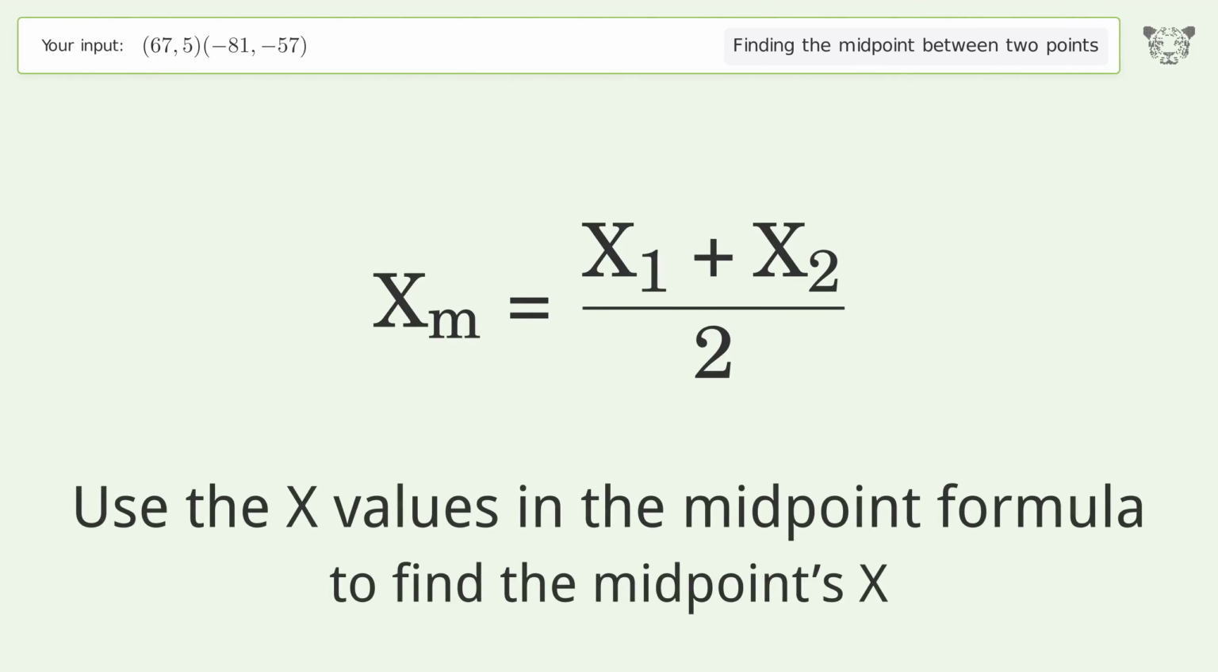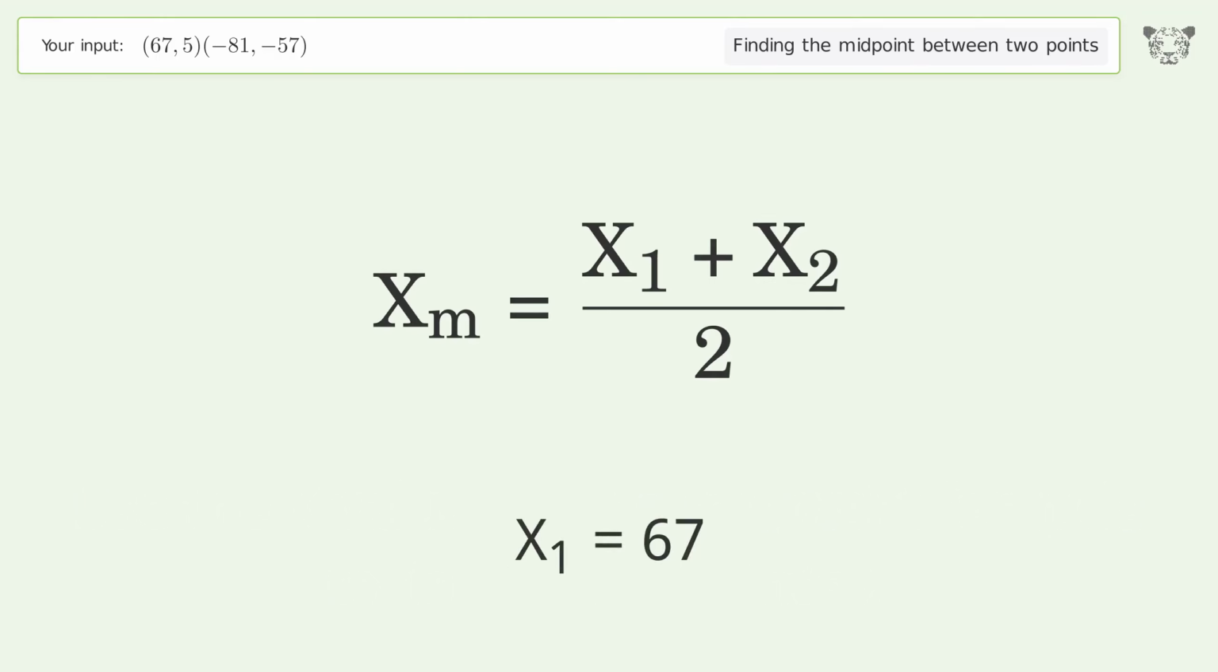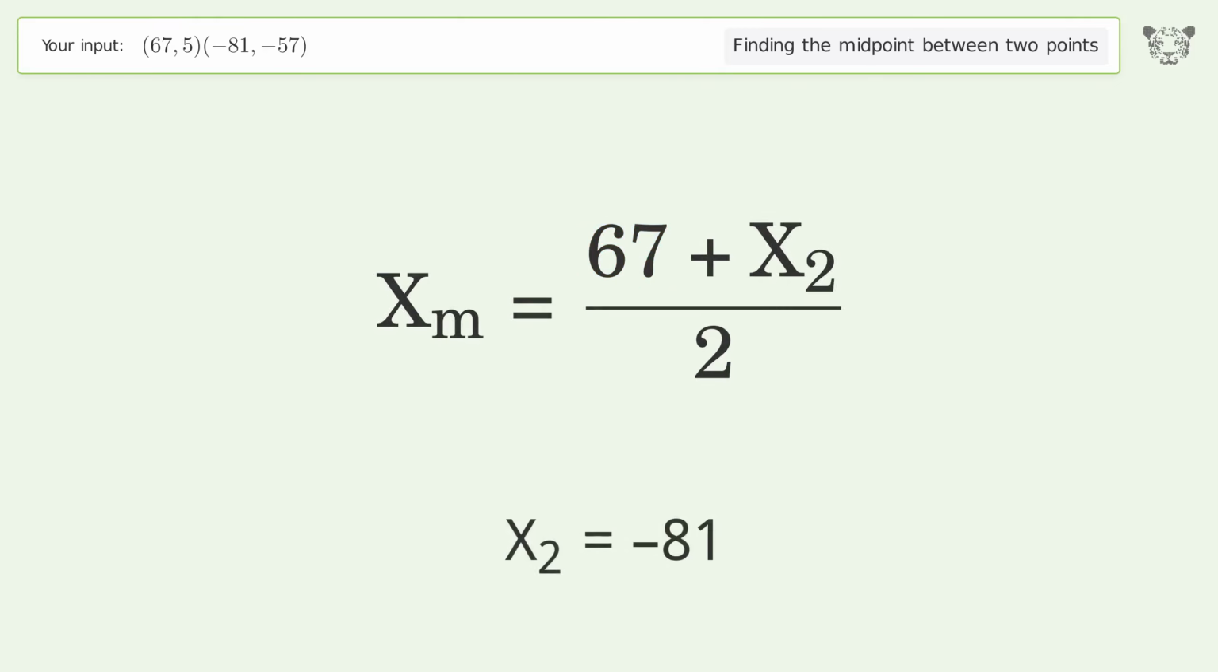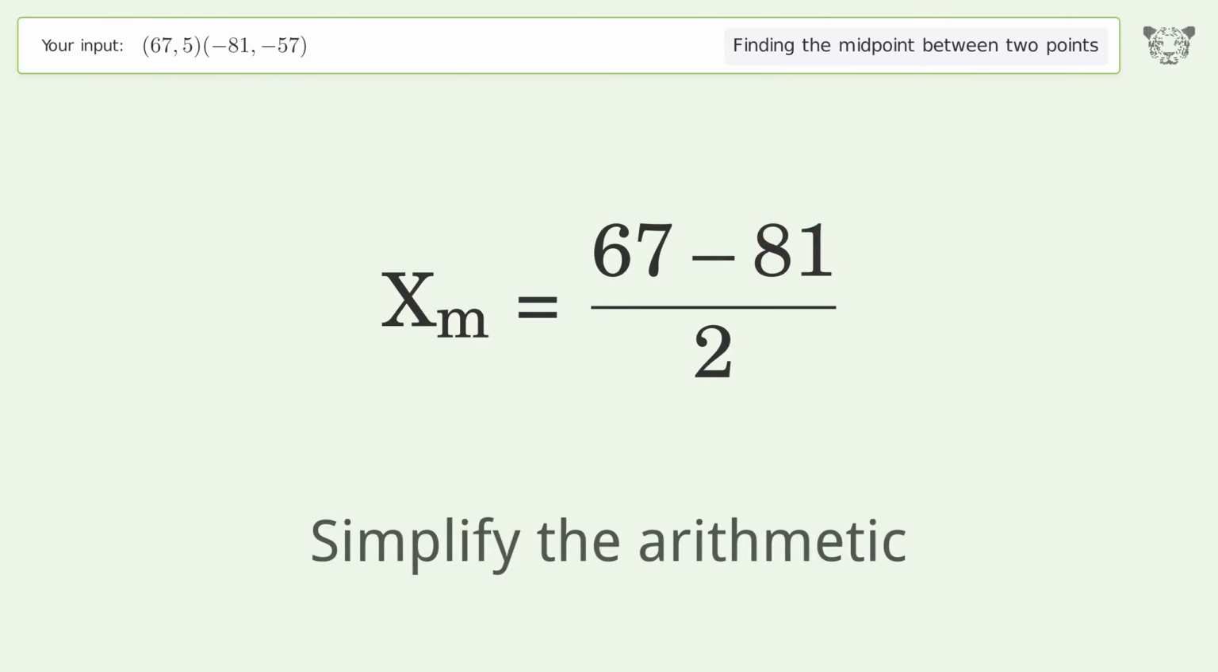Use the x values in the midpoint formula to find the midpoint's x. x1 equals 67. x2 equals -81. Simplify the arithmetic.